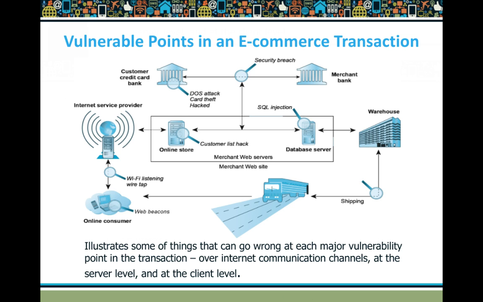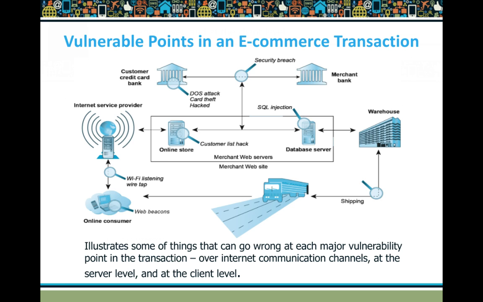We can have denial of service happening, that is, when the consumer is requesting authentication, providing his credit card number and all, then he needs to have proper authentication done, and he requires the payment to be initiated. But when this is not happening, it can be called a denial of service attack. So a denial of service attack can happen at the consumer's bank when the transaction is getting initiated by the consumer.